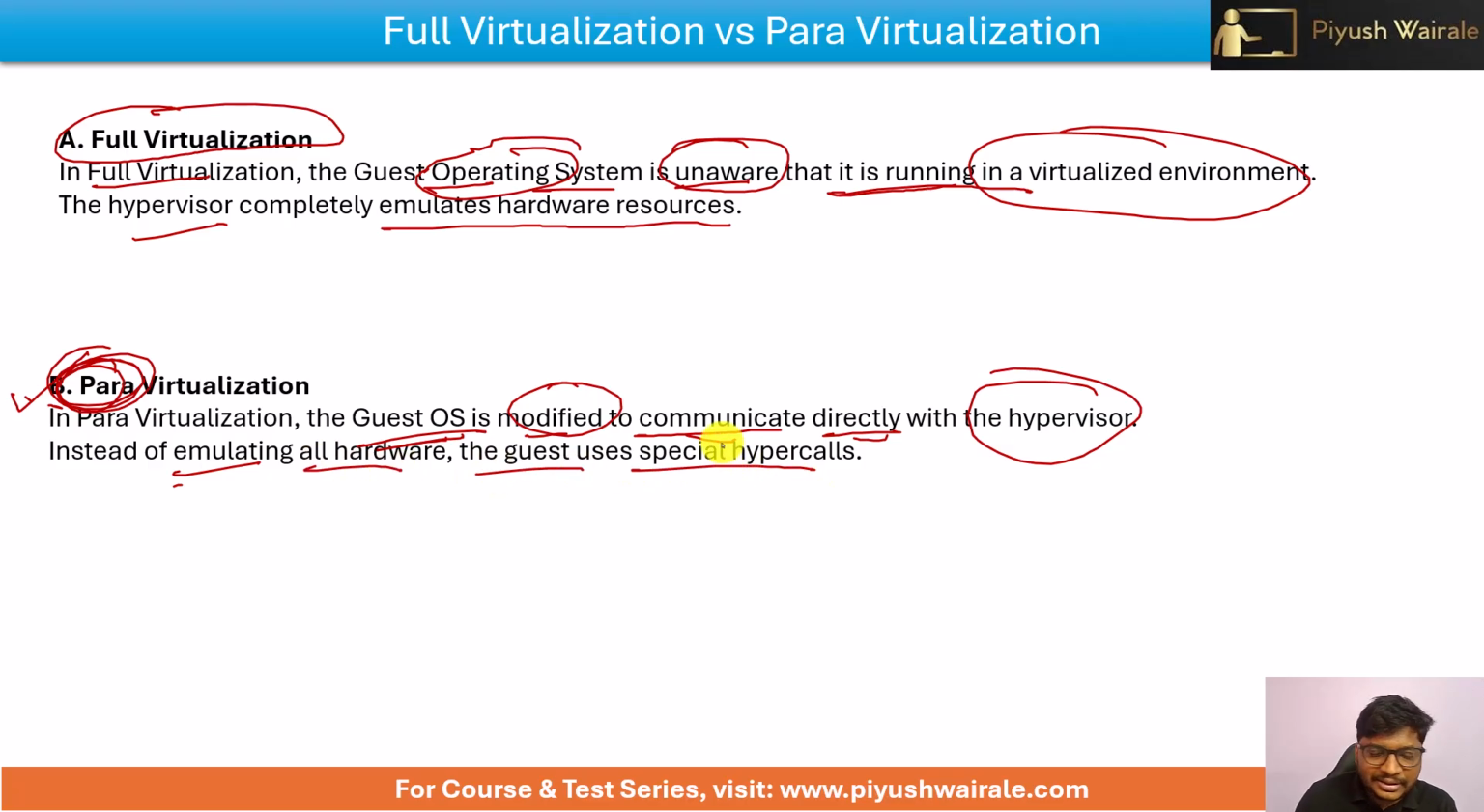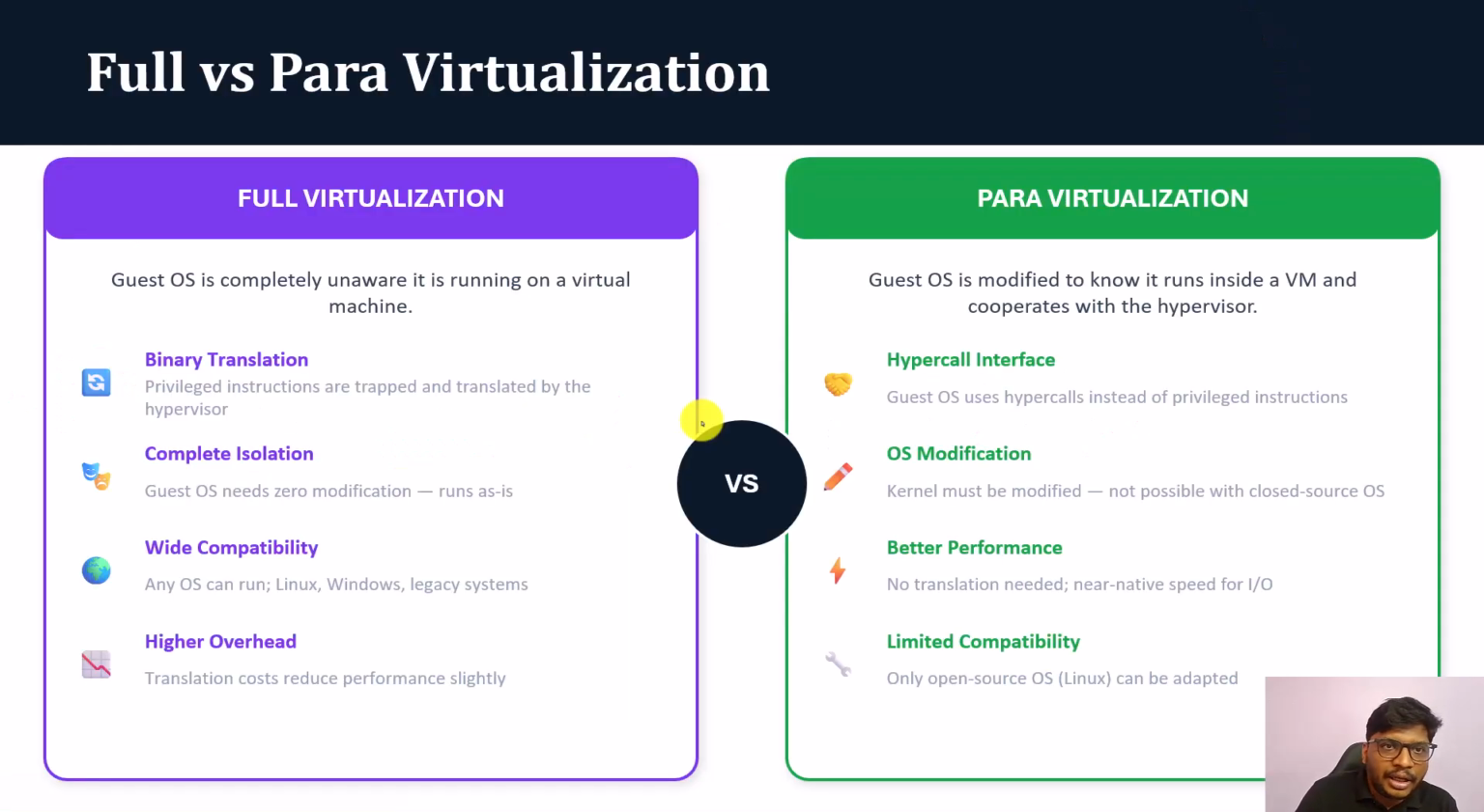Okay, so what is this? Let's discuss that. Now you can see the difference between full and para virtualization. In the case of full virtualization, as we have discussed, the guest OS is completely unaware it is running on a virtual machine. In para virtualization, the guest OS is modified to know it runs inside a virtual machine and cooperates with the hypervisor. That is what para virtualization is.